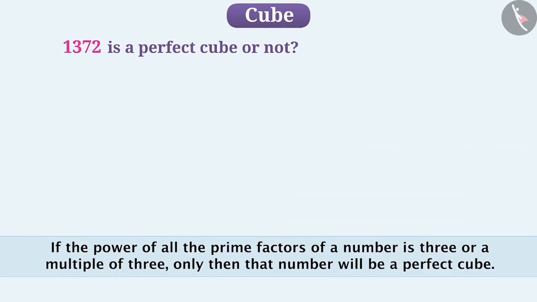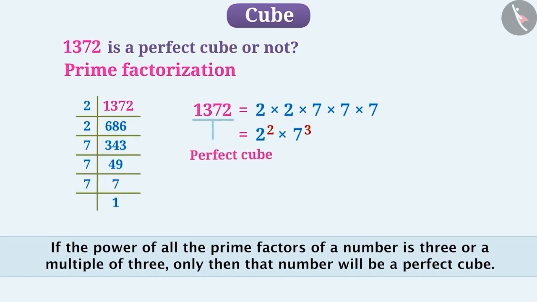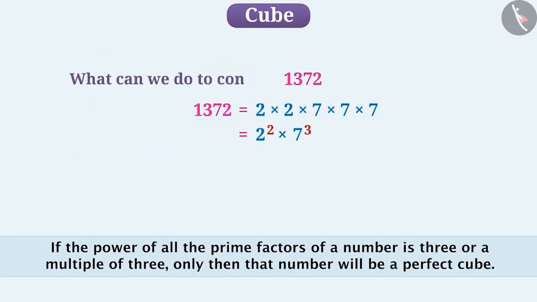Now let's talk about 1372. Its prime factorization can be done in such a way that we know that 1372 is equal to 2 multiplied by 2 multiplied by 7 multiplied by 7 multiplied by 7, which we can write as 2 to the power of 2 multiplied by 7 to the power of 3. Now here we can see that the power of one factor is 3, but the power of the other is 2. Since the power of all factors is not 3, we cannot call 1372 a perfect cube. Can you tell what we can do to convert it into a perfect cube? Think for a while.